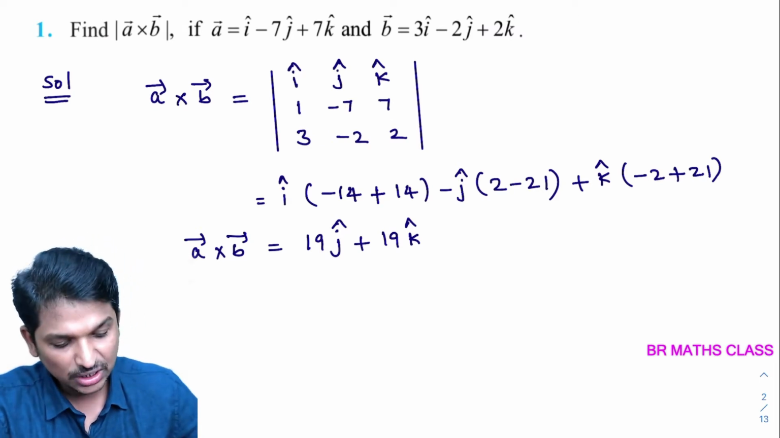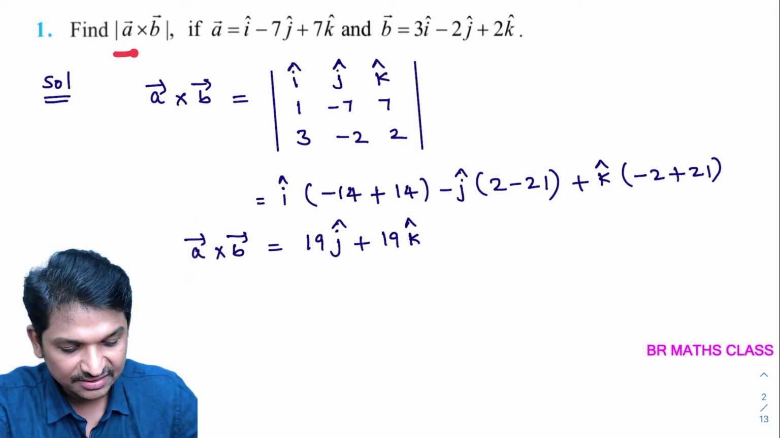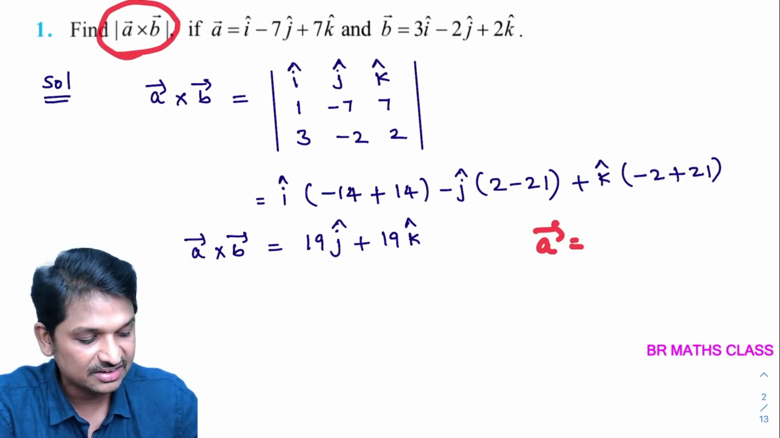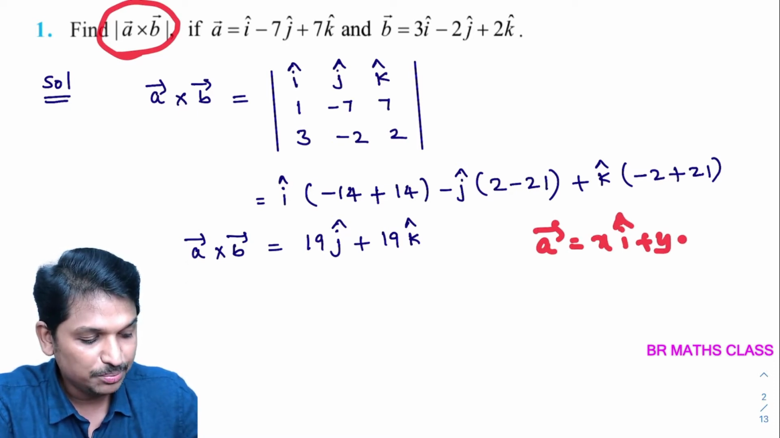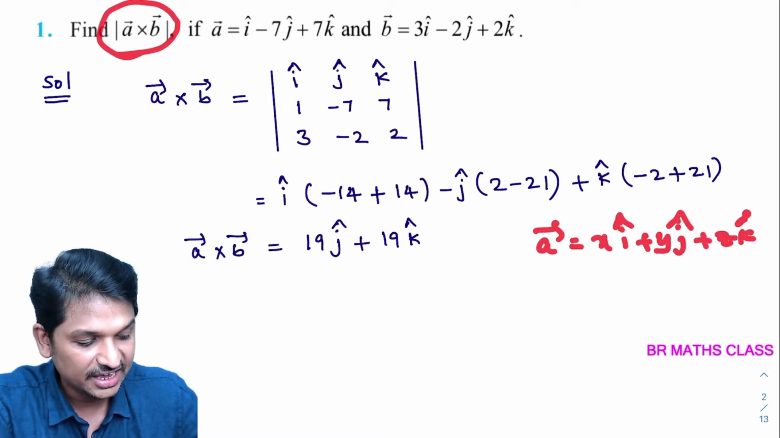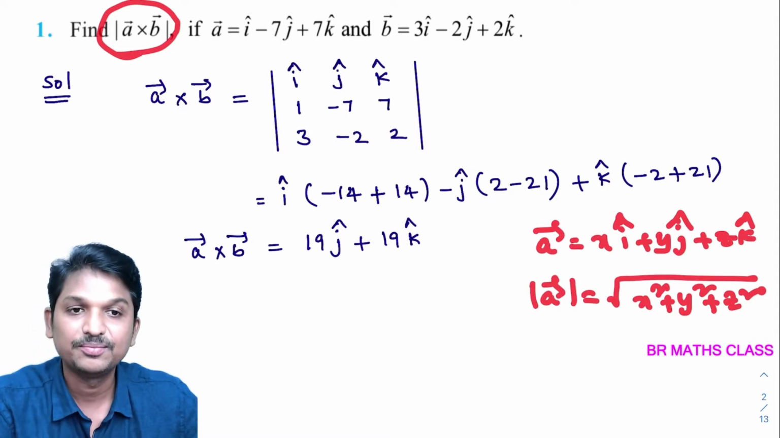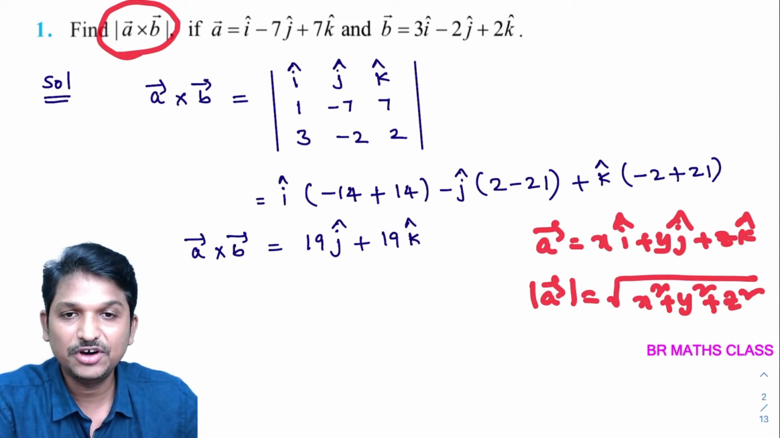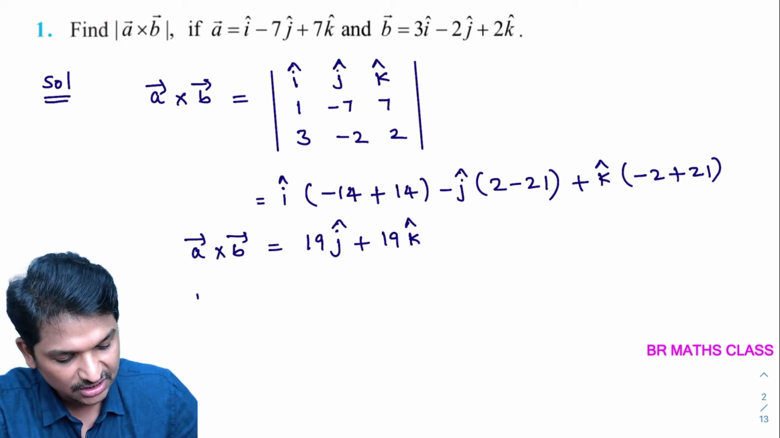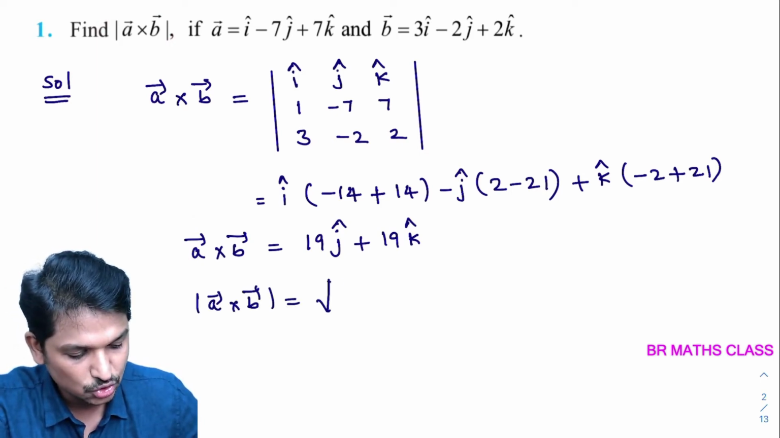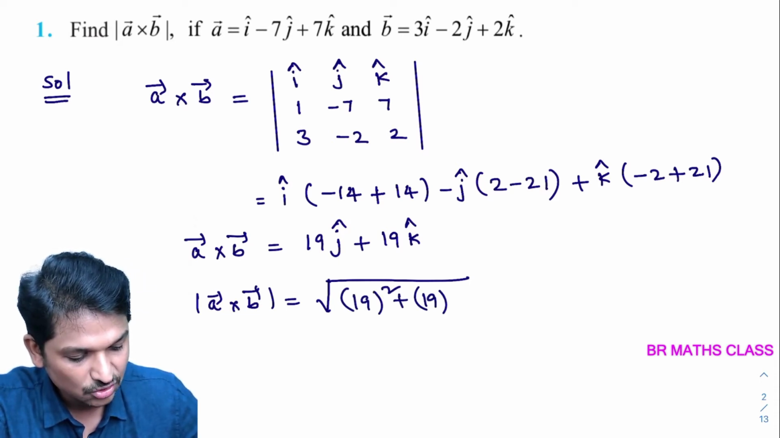Okay, actually what are they asking in the question? They are asking magnitude of a bar cross b bar. You know that, suppose a vector is like this, a bar equal to xi cap plus yj cap plus zk cap. Then what is magnitude of a bar? Magnitude of a bar is root over x square plus y square plus z square. Right? So this is the formula. So here, how to calculate magnitude of a bar cross b bar? Magnitude of a bar cross b bar equal to root over 19 whole square plus 19 whole square.